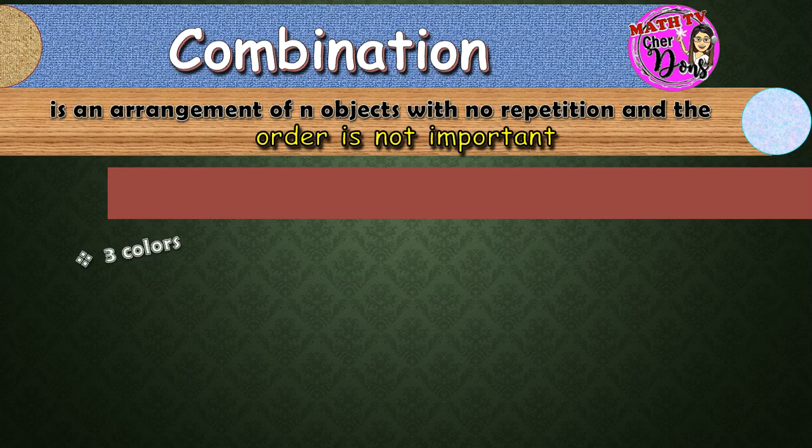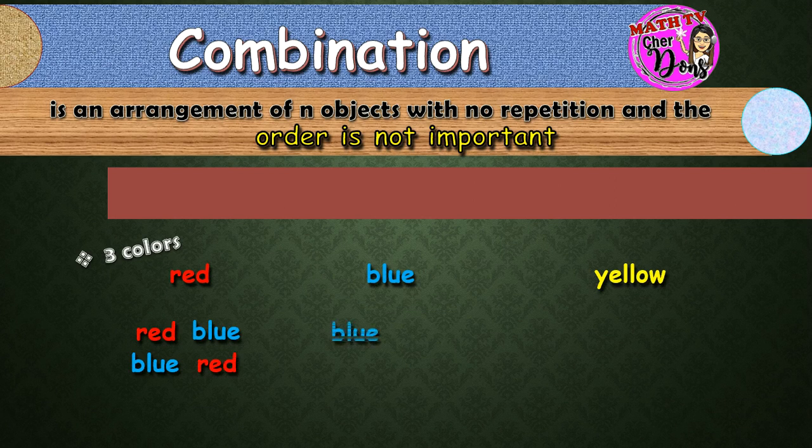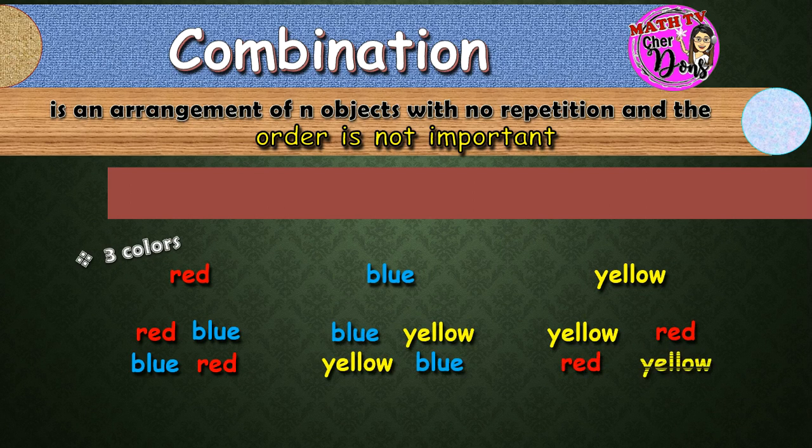I have here three colors: red, blue, and yellow. There are six possible arrangements of colors taken two at a time. We have red-blue and blue-red, blue-yellow and yellow-blue, then yellow-red and red-yellow.